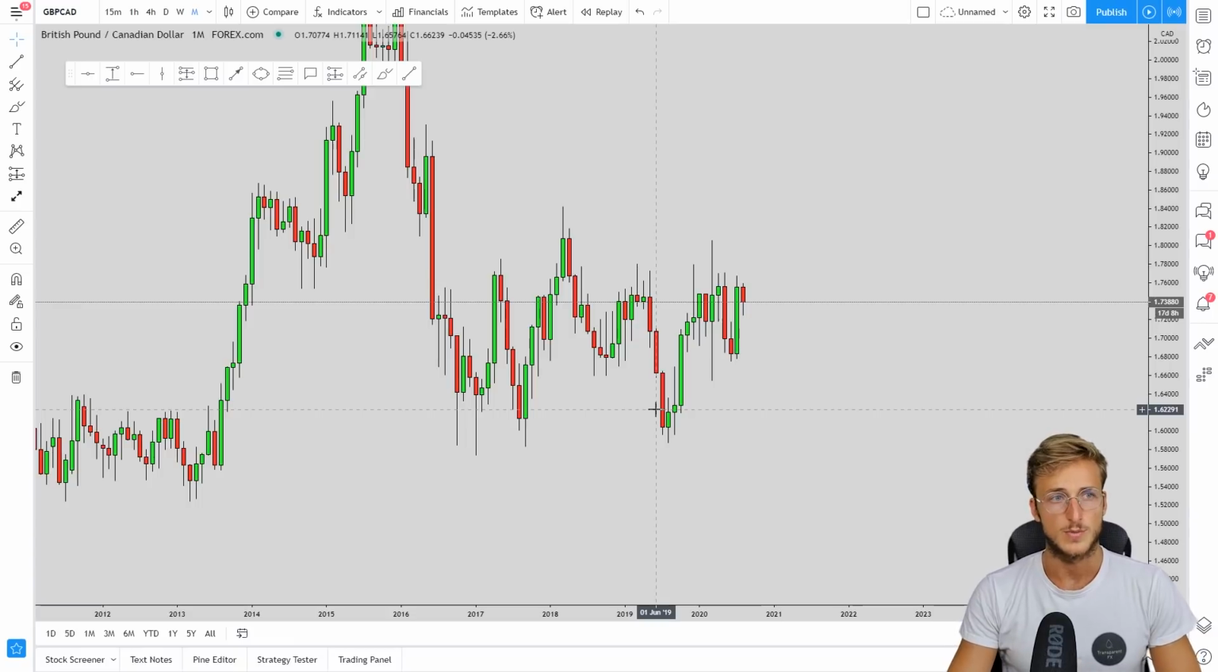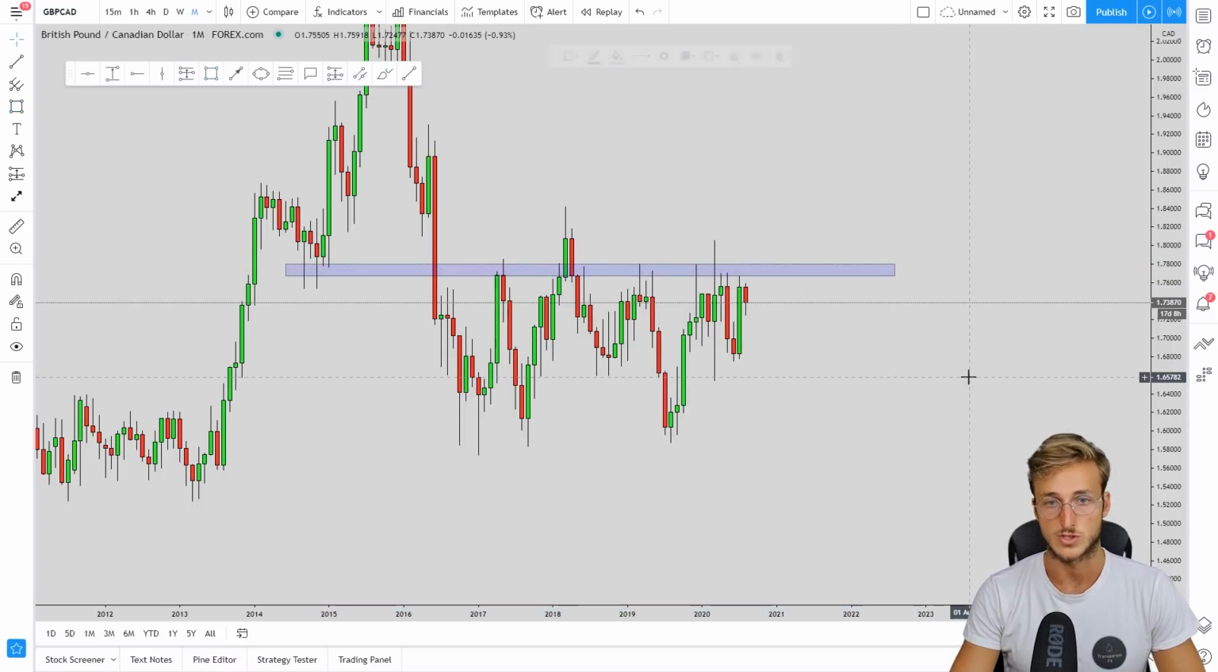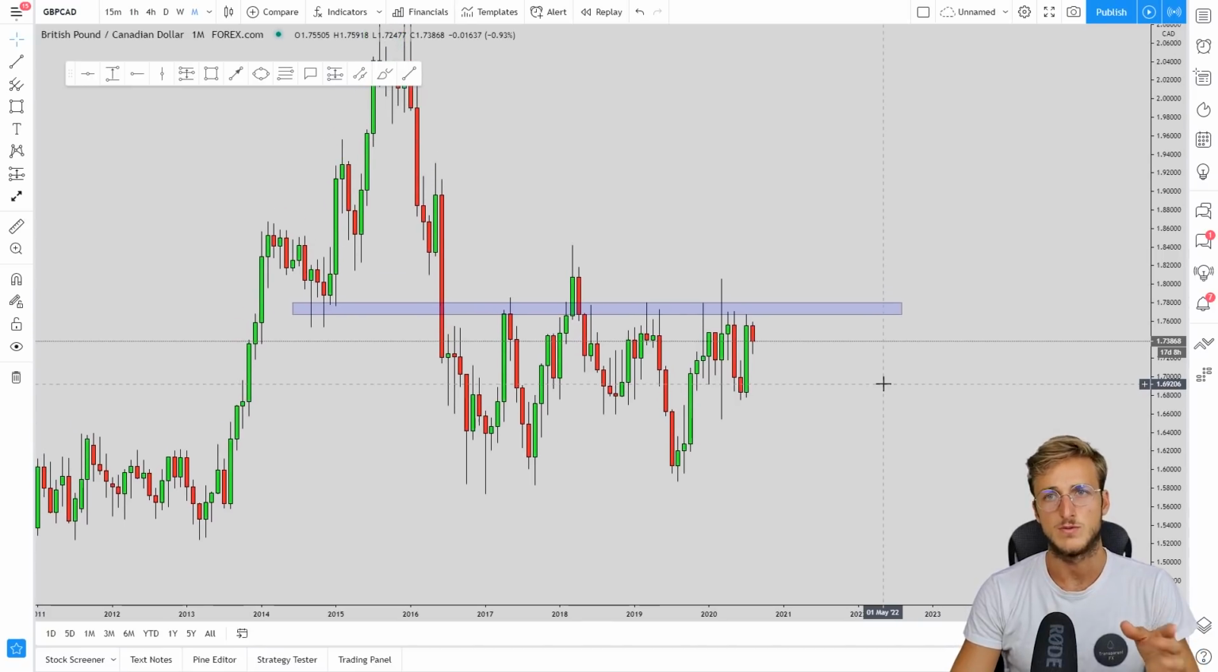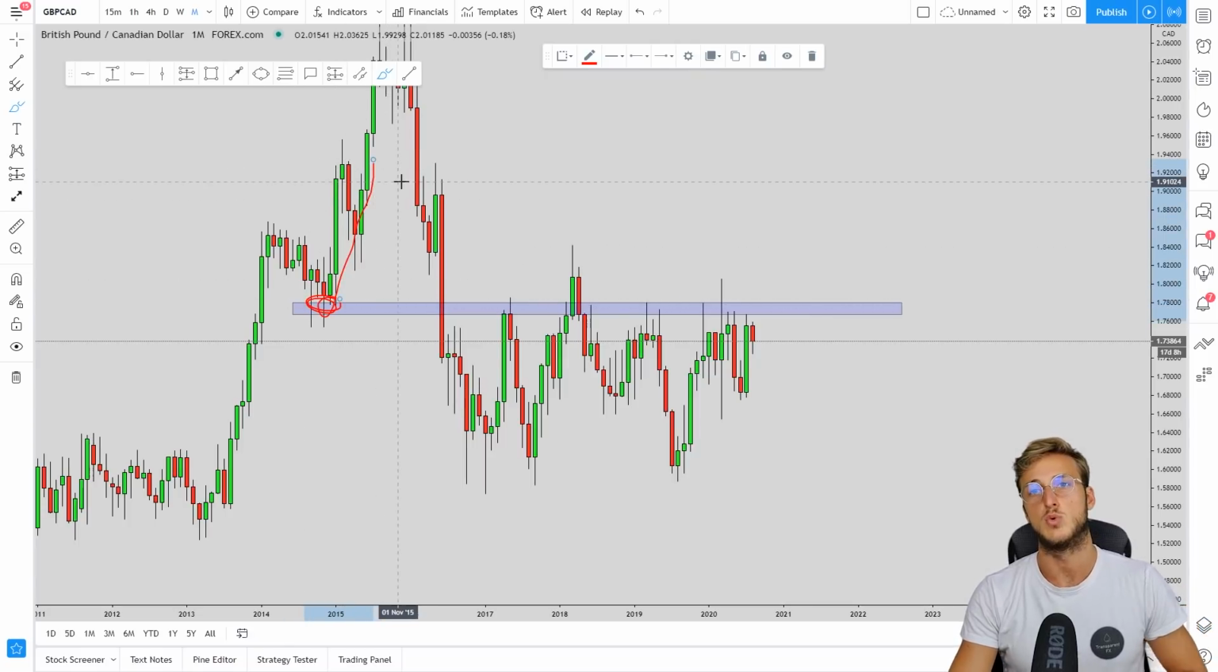So starting here from the monthly time frame of GBP CAD, what we can see is that clearly the market has been testing an extremely strong level of structure. Now this level here was very strong structure all the way back here. In fact, from this level the market started all this huge move to the upside.